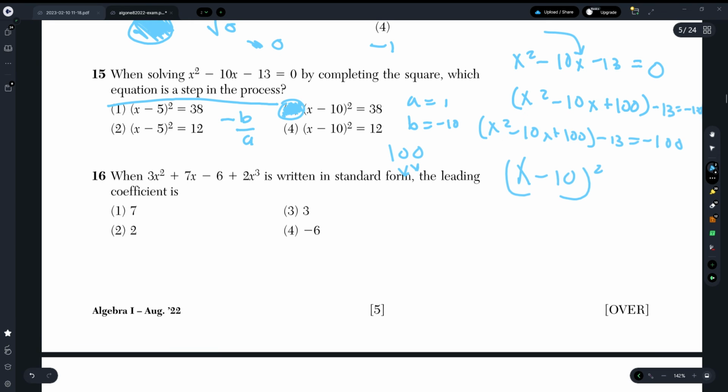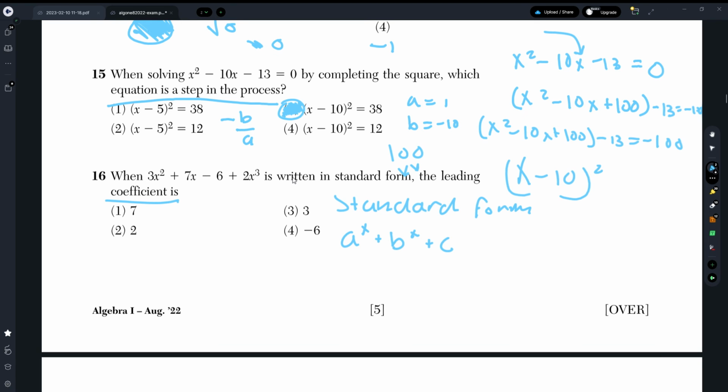Right, so moving on to number 16. When 3x squared plus 7x minus 6 plus 2x cubed is written in standard form, the leading coefficient is. Right, so what's standard form? Standard form is when the expression is written in descending order of the exponent. So x to the third plus x to the second plus x to the first, right? That's just standard form, and the leading coefficient is the coefficient of the first term.